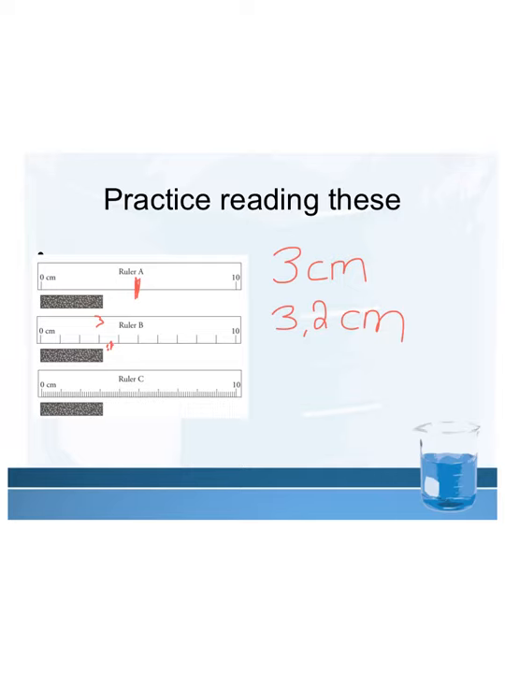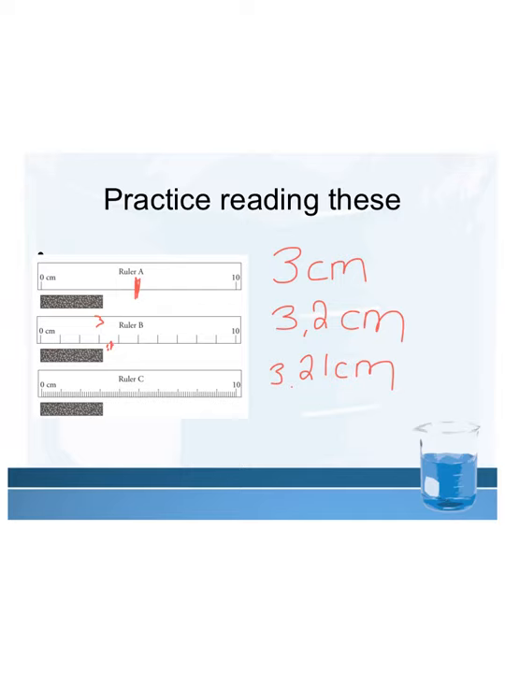Okay, so our last ruler here, now we can see it's by the 3.2. It is very close to the 3.2, but it looks like it's a tiny bit over. So I'm going to say 3.21 centimeters. Now again, these are pretty tiny, so it's a little harder when the marks are super close.